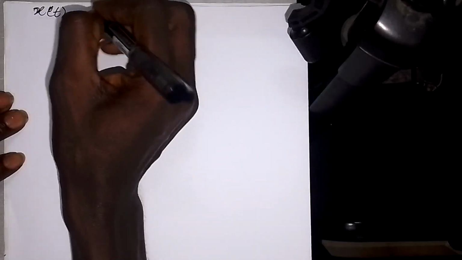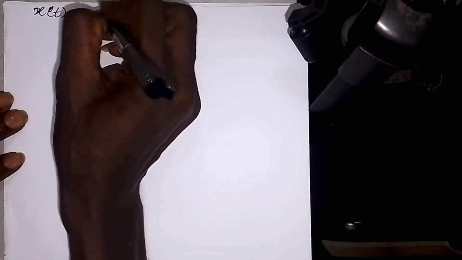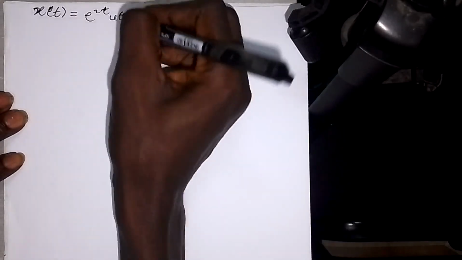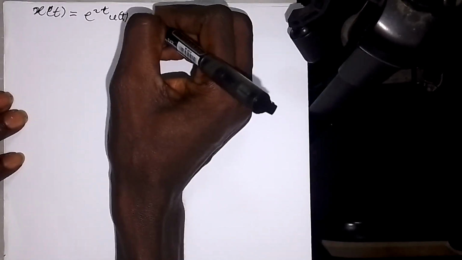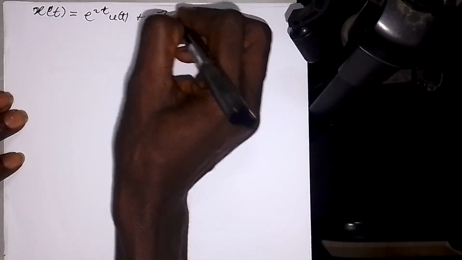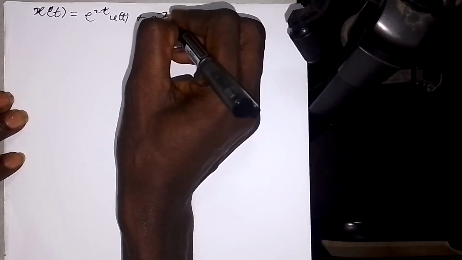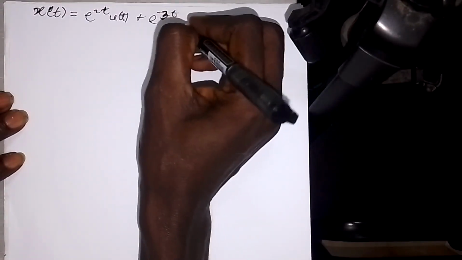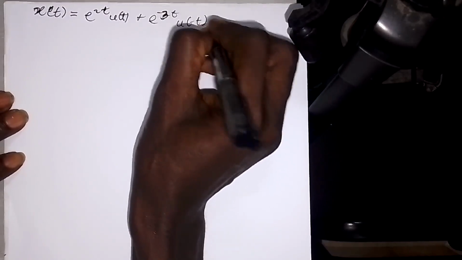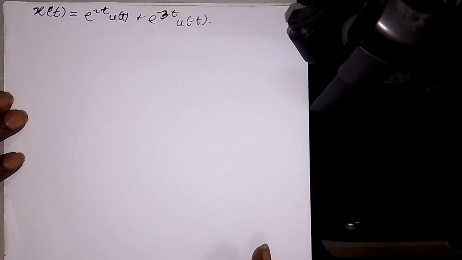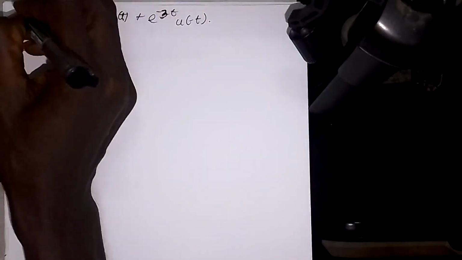So in the second aspect, we have x of t equals e exponent 2t into u of t, plus e exponent minus 2t, into u of minus t. This is what we have for the second aspect, which is part II.